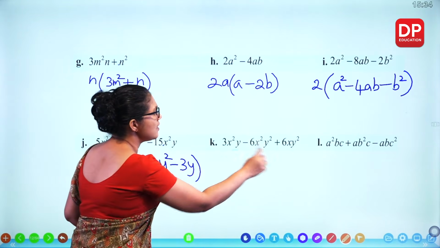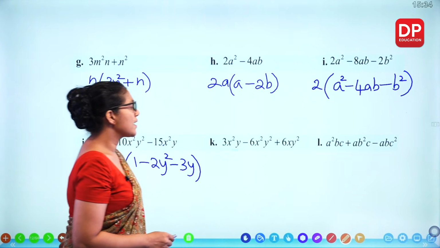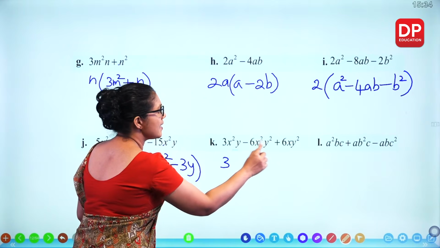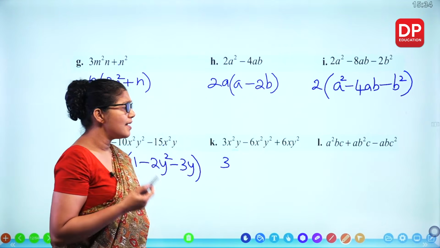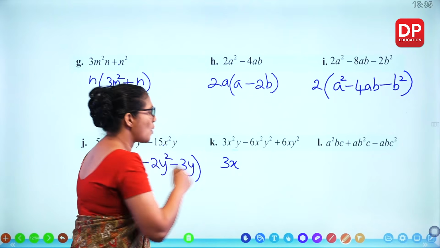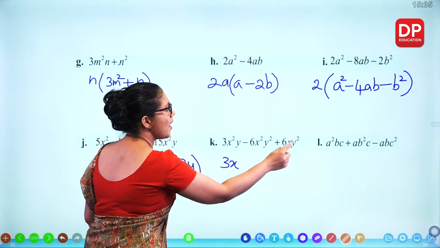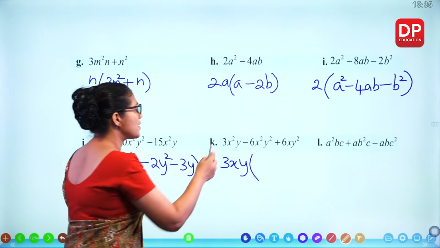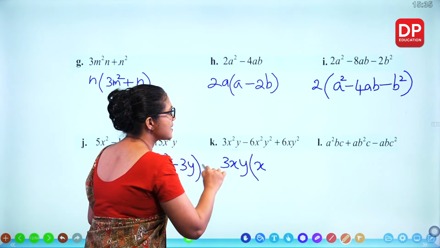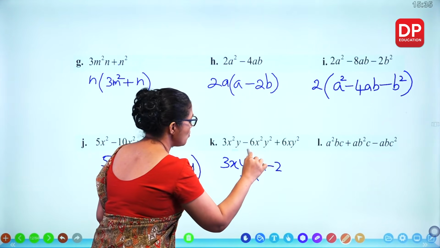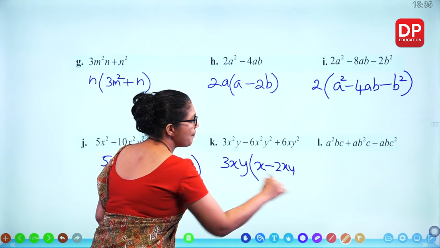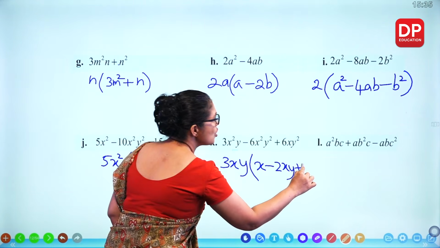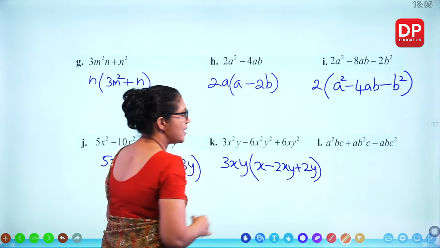Now, in this question, what are the common factors? 3, 6, 6. 3 is common. I can see here x squared, but here in the last term only x. So that means 1x is common. Y squared, y squared, only y is common. When you take 3xy out, what's remaining? From here you get x. From here 2 and xy. What about the last one? I have taken 3 out, 2y is remaining.